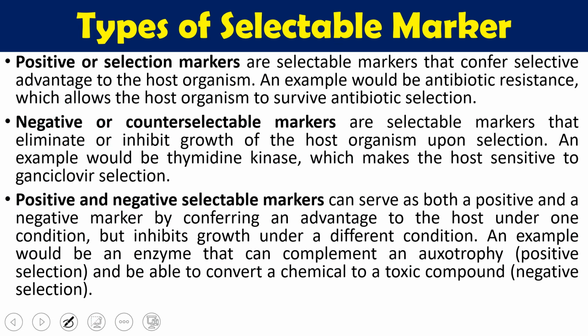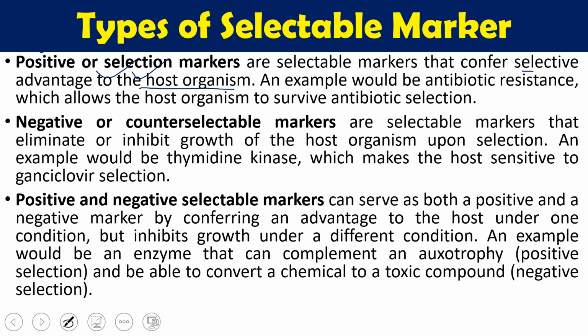When we classify selectable markers, there are three basic classes. The first one is positive, or what we call selectable markers. Positive or selectable markers are those which normally give selection advantages to the host organism, like antibiotic resistance. If the gene has an intact selectable marker, the organism will survive. If that gene is not intact, the organism will not survive. So that is called positive or selection markers.